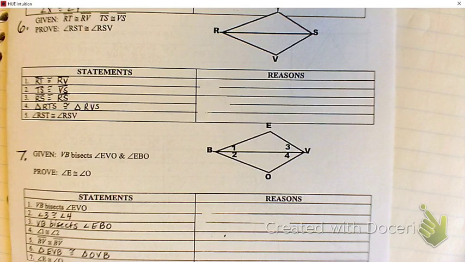Okay, let's talk about 6. It starts off by saying that RT is congruent to RV. And it says TS is congruent to VS. What else do we know to be true? That shared side's also congruent. Okay, so what does it look like the reason's going to be since all the sides are marked? Side, side, side.